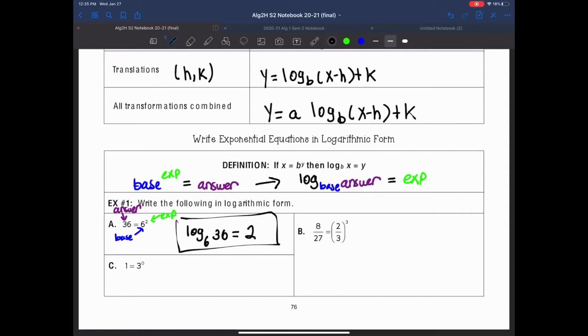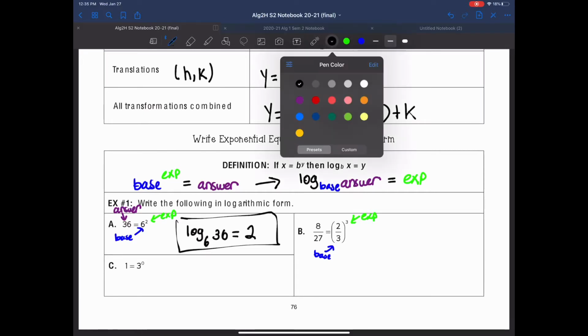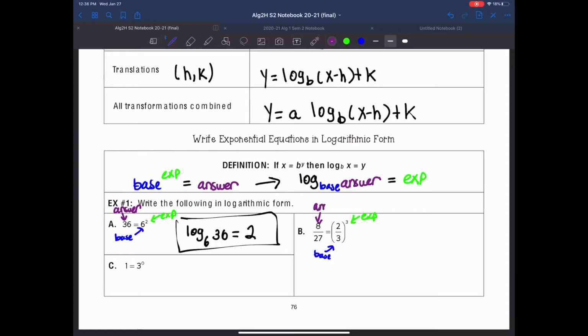We have 8 over 27 is equal to 2/3 raised to the power of 3. Once again, my base here is 2/3. My exponent is 3. And my answer is 8 over 27. So I'm literally just going to plug all of that stuff in where it's appropriate. So I have log base, well, my base here is 2/3, so I have log base 2/3 of whatever my answer is, 8 over 27, and that is equal to my exponent, which is 3. So I have log base 2/3 of 8 over 27 is equal to 3.